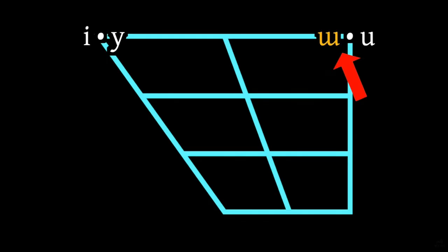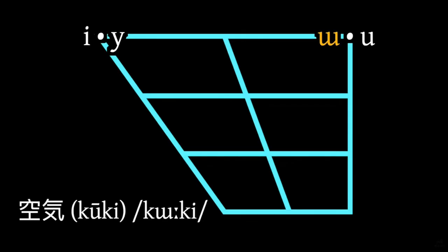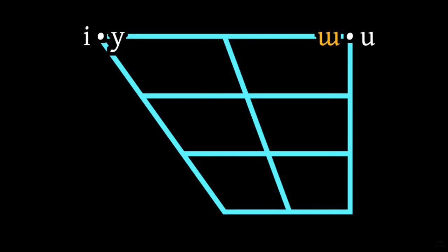Not easy for me to make. This is sometimes how the u vowel of Japanese is described, like in kuki, which means air. So those are some high or close vowels, sometimes called closed or close, usually both used as an adjective. So those are high vowels.